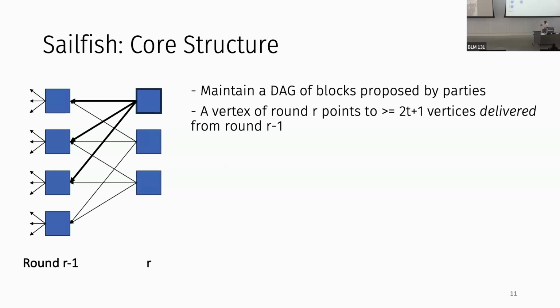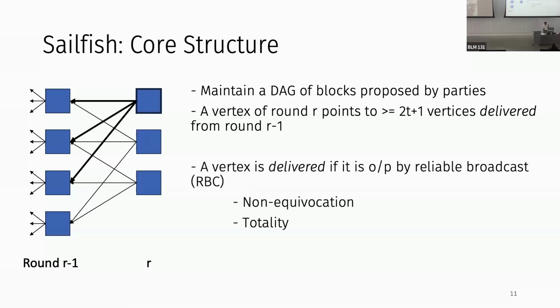Okay, so over here, when I say you're pointing to 2t+1 vertices delivered from the previous round, I mean it in a very specific sense, where this delivery happens by a reliable broadcast protocol. You propose it, you pass it through a reliable broadcast, and once the reliable broadcast protocol ends, it delivers. That is when we call it delivered. And it turns out this gives you two nice properties: non-equivocation and totality. Non-equivocation says that if I have delivered a block from a given party in a given round, no other party will deliver a different block by the same party in the same round. And totality says that once I have delivered a block, everyone will deliver this block eventually.